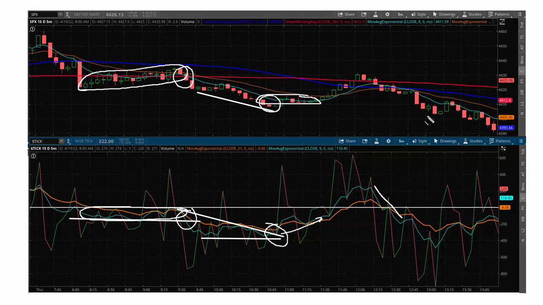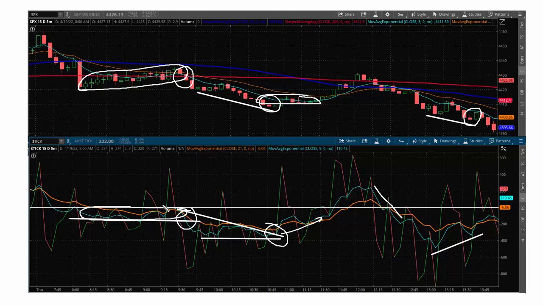We did get a positive divergence over here. Boom, boom. So if you're short going into that, you're probably going to be taking profits over here. It turned out that the market went lower. That's just the way it goes. We got a positive divergence. You've got to respect it. And the market ended up going lower, but it doesn't matter.